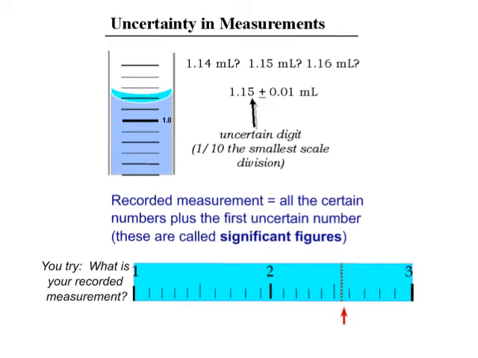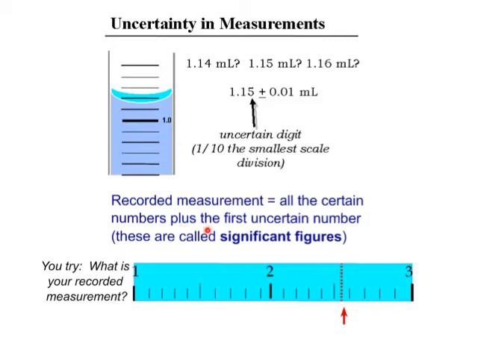It looks a little bit like it's 1.15, halfway in between, but it could be 1.14 or 1.16. So there's a little bit of uncertainty there. That last digit represents that uncertainty. We can write it another way or think about it another way. 1.15 plus or minus 0.01 milliliters. It's our uncertain digit. So when you record a measurement, you record all of the certain numbers. 1.1 is certain.